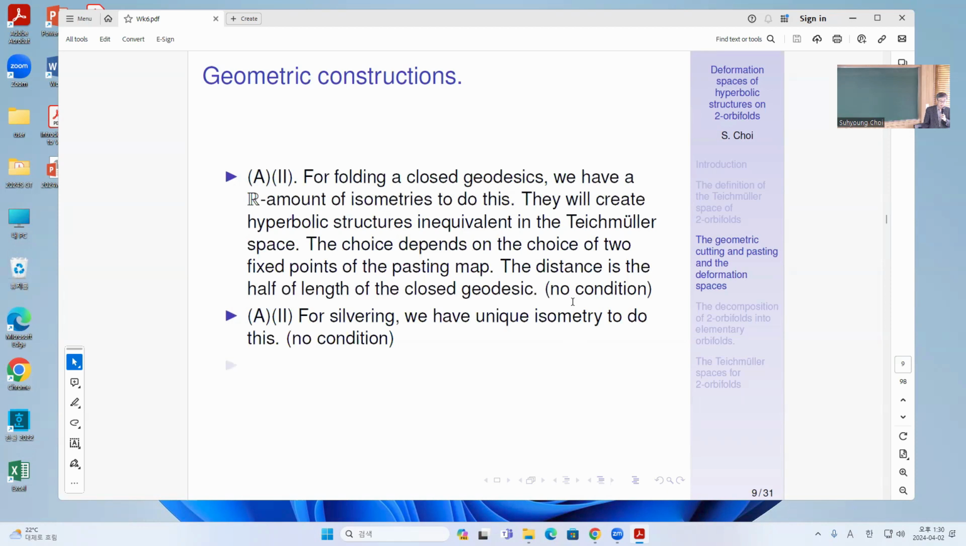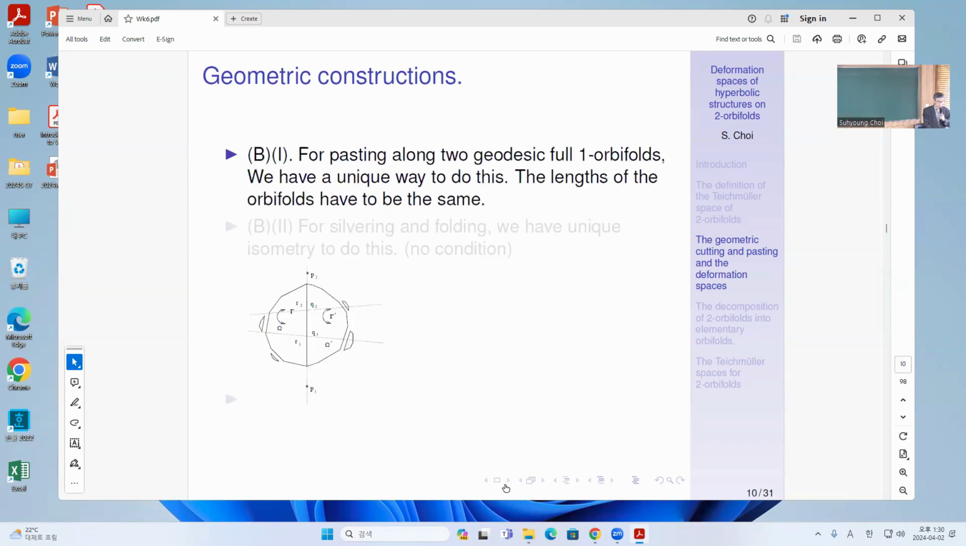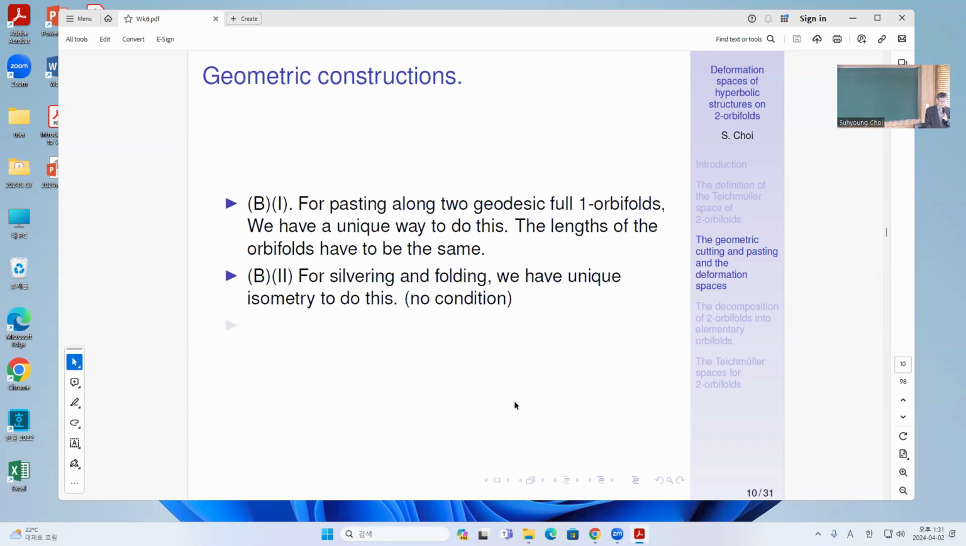And for silvering, there's a unique way to silver, so there's nothing you can do further. Okay, so those are the geometric constructions for P2, and then P1. Again, pasting along two geodesic orbifolds, there's a unique way to do it, and there's nothing more you can do. And then for silvering and folding: silvering again has only one way, and for folding, the isometry fixing a point in the geodesic segment, there's only one way to do it. So there's nothing more you can do.